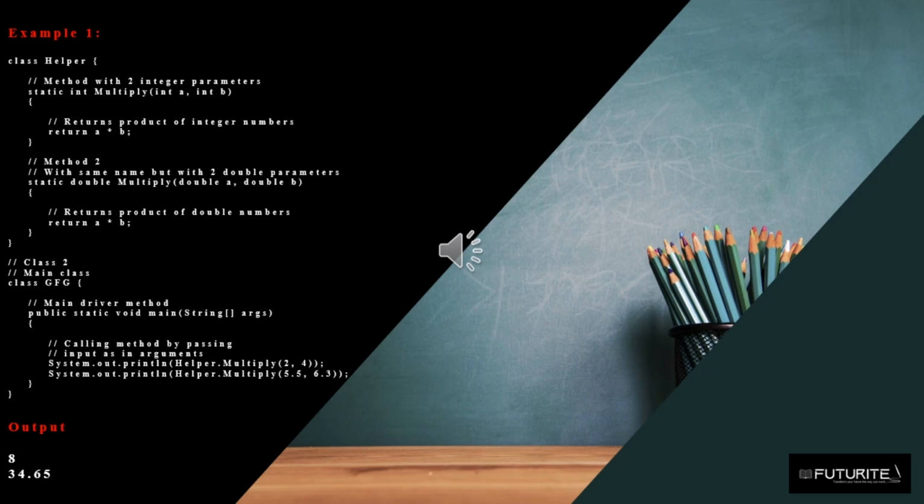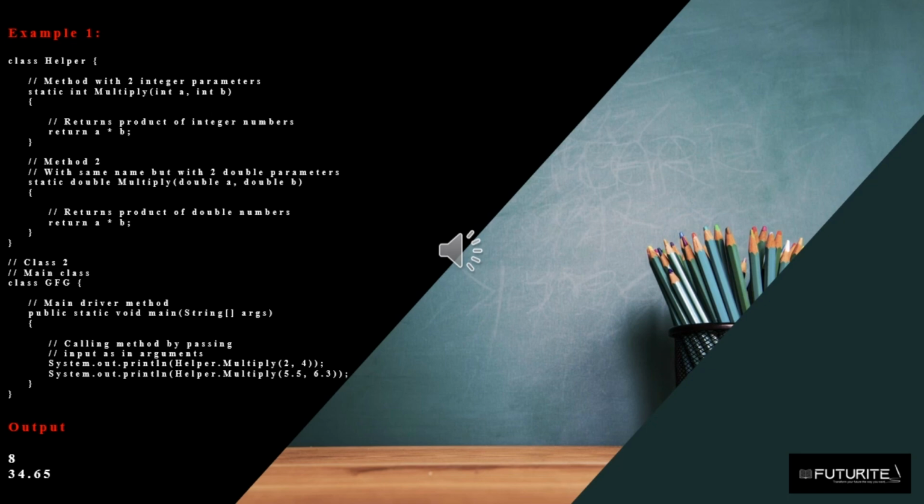Also, if the number of parameters in both the methods were different, that is, if suppose the first multiply method had 3 parameters and the second multiply method had 2 parameters, then also it qualifies the method overloading rule, which means method overloading will be satisfied only if the number of parameters are different or the data type of the parameters are different, because the name of both the methods are same.